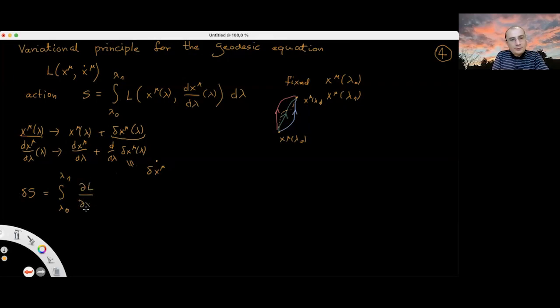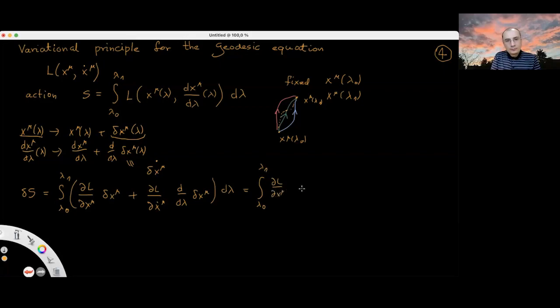So at linear order, we've got the perturbation of the position x mu and the perturbation of x dot. And this needs to be integrated with respect to lambda. We keep the first term unchanged. But for the second one, here we have the derivative with respect to lambda acting on delta x mu, and the integration with respect to lambda. It means that we can apply integration by parts here, moving the derivative acting on delta x mu to a derivative acting on dL over dx dot mu. And it turns out to be a very useful move.